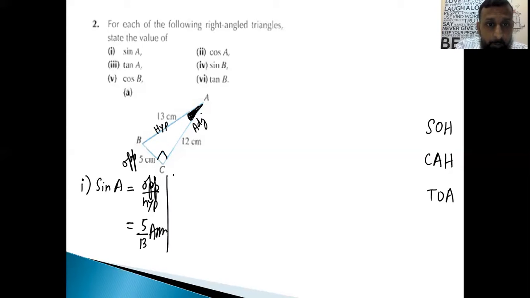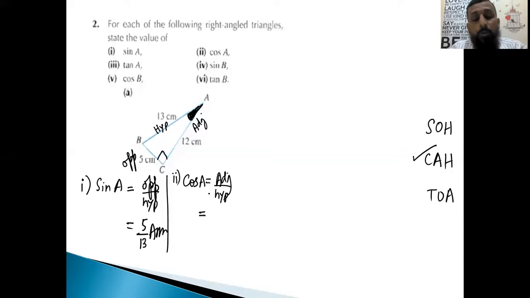Moving on to part 2, boys and girls, it's cos A. What we have learned about cos, boys and girls, we have learned ka. Ka means adjacent upon hypotenuse. If you look in the figure, you see that the adjacent value is 12 and the hypotenuse value is 13. So it's 12 upon 13. That's the answer of part 2.